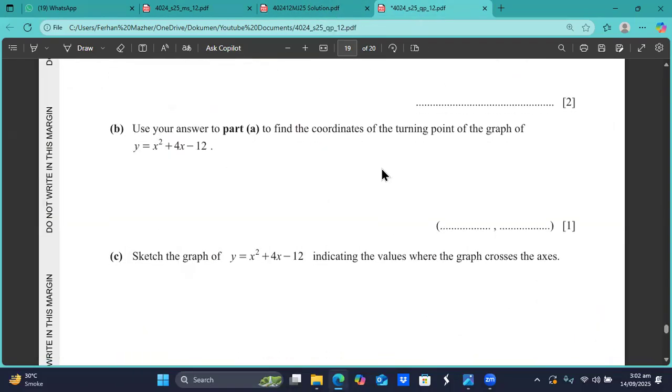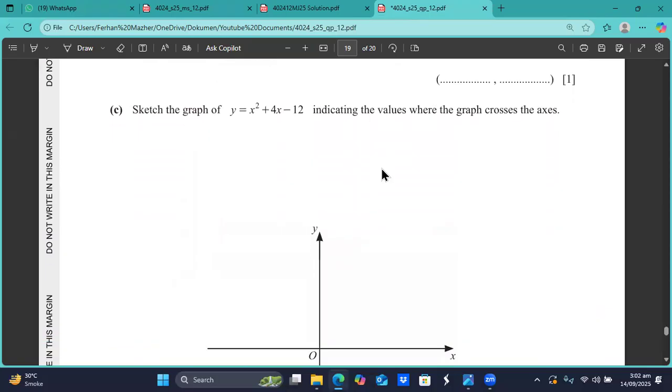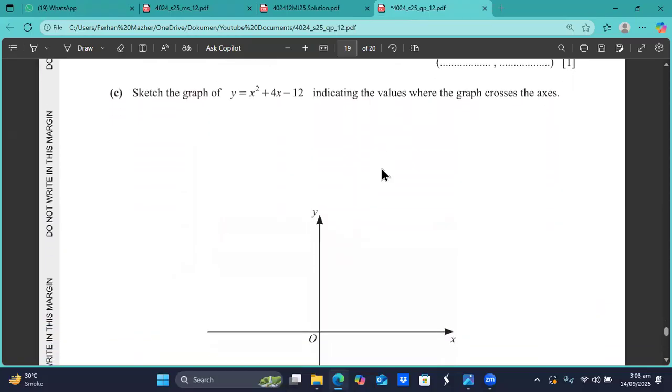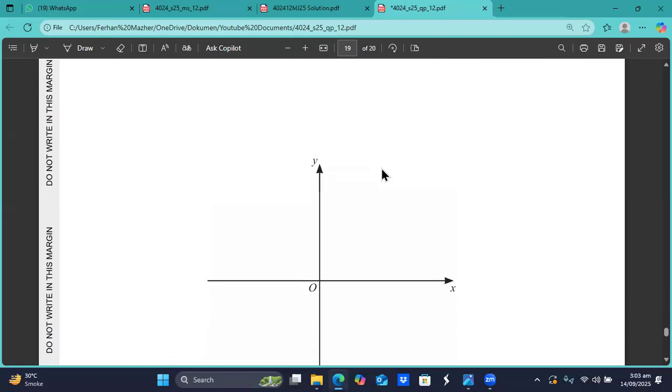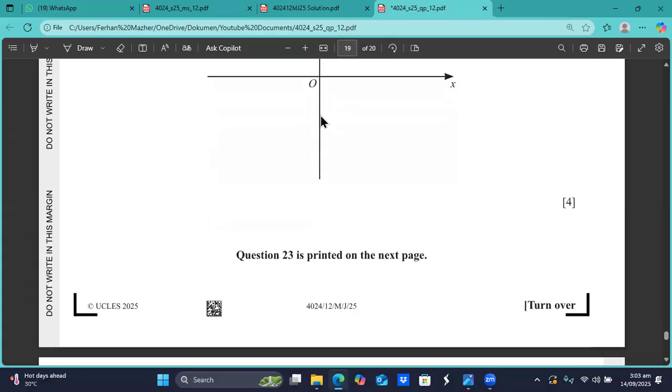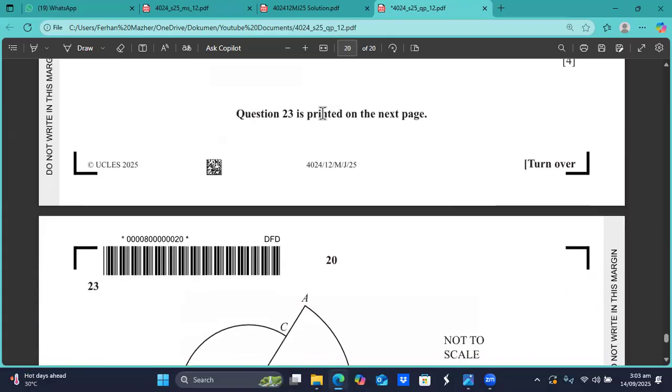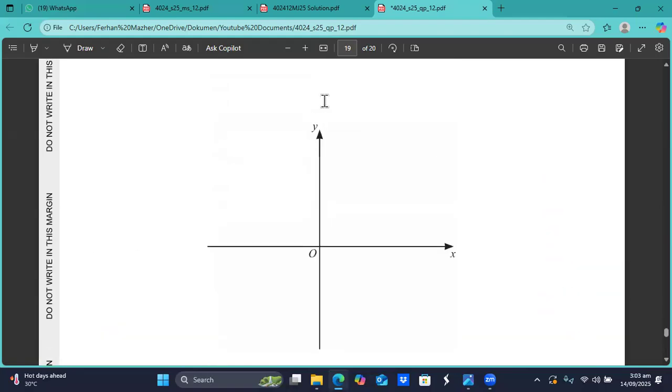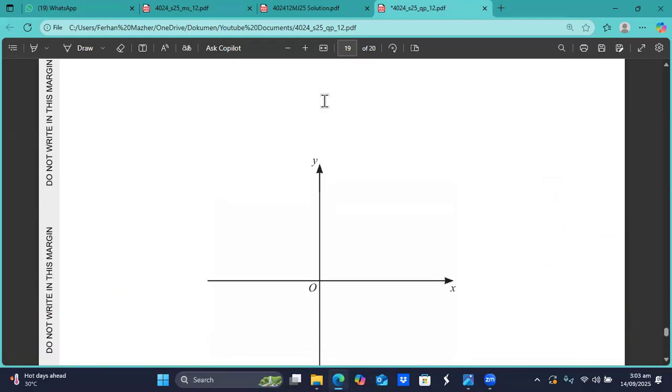Okay, then the question is: sketch the graph of y equals x squared plus 4x minus 12, indicating the values where the graph crosses the axes. Okay, the y-intercept and the x-intercepts we have to draw. It's a 4 marks question. So let me show you.